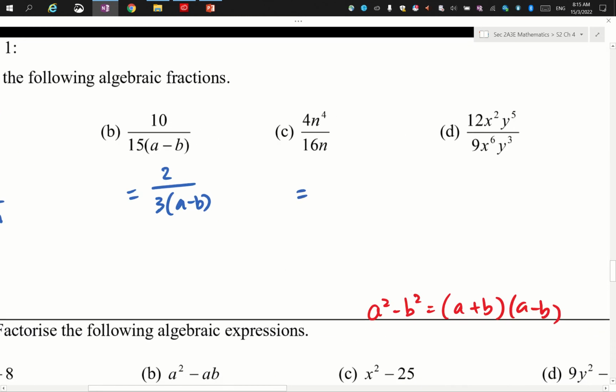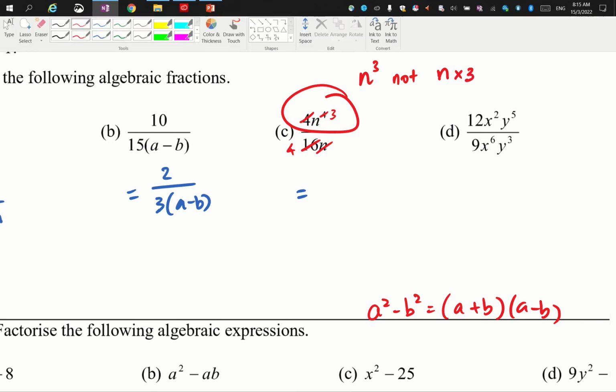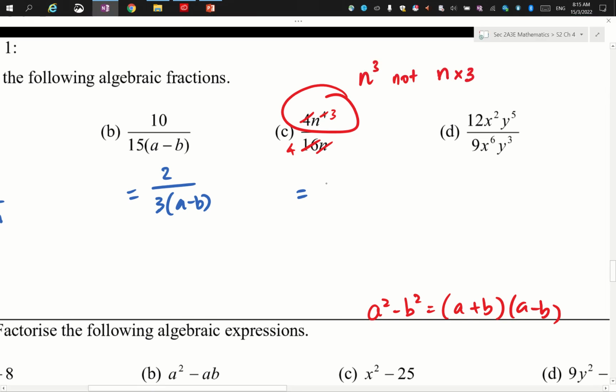For part c, we divide the numbers first. So 4. Now n power 4 on top, 1 n at the bottom, cancel away, we're left with power 3. Now please be very careful, this is n power 3, not n times 3. So we end up with n power 3 divided by 4.